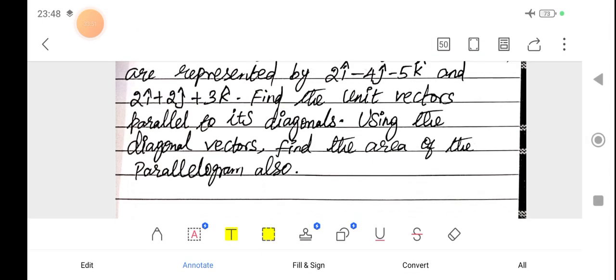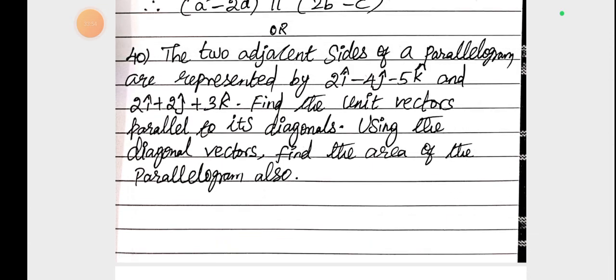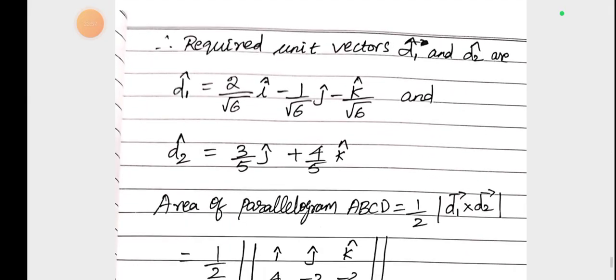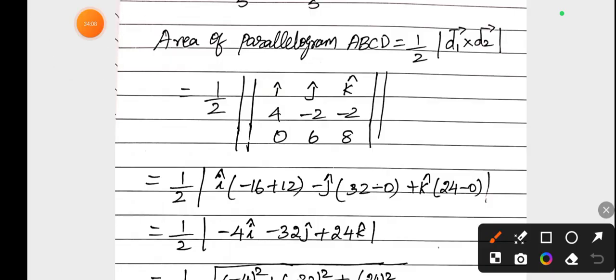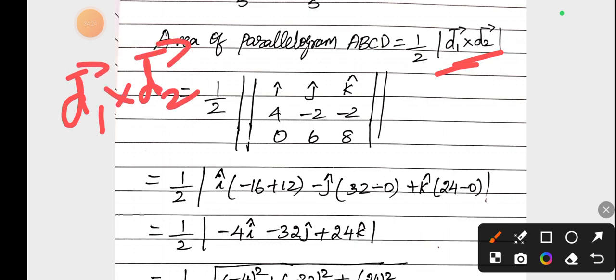But we are not fully done, because they have also asked to find the area of the parallelogram. So the area of the parallelogram, when the diagonals are given, is half into d1 cross d2. You only told that the area of a parallelogram is the magnitude of a cross b, when adjacent sides are given. So this is different. When the diagonals are given, you should write half into d1 cross d2, like the area of a rhombus. I find d1 cross d2 separately, then I will get one answer for that, then take the magnitude, then I will do half. This is the way I will do it.